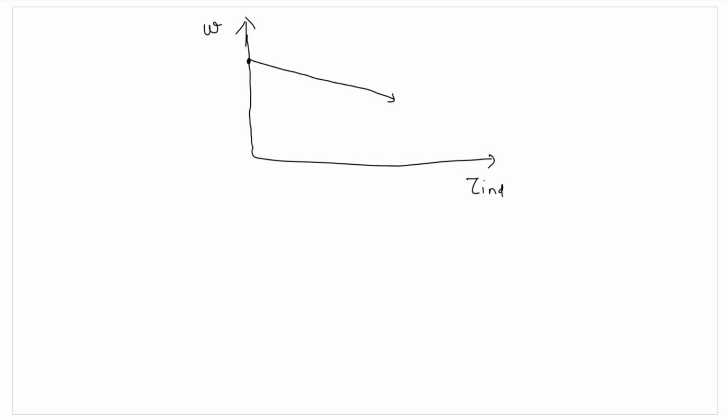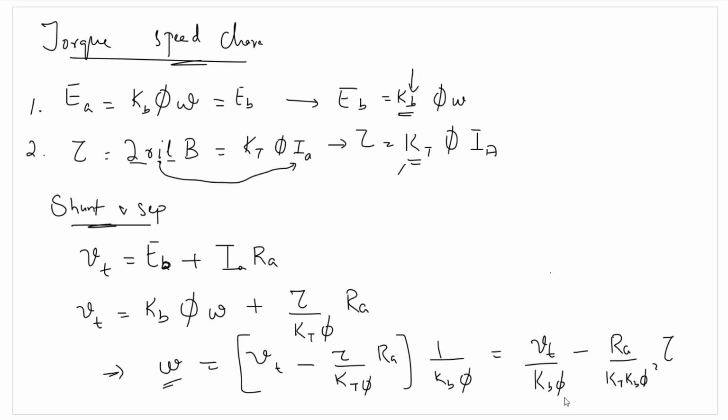Now, what will be the effect of armature reaction here? It will be opposed to that of a generator. With armature reaction, this will be the torque speed characteristic. So this is without armature reaction, and this is with armature reaction. Note here that phi is in the denominator. So as phi decreases, omega will increase.